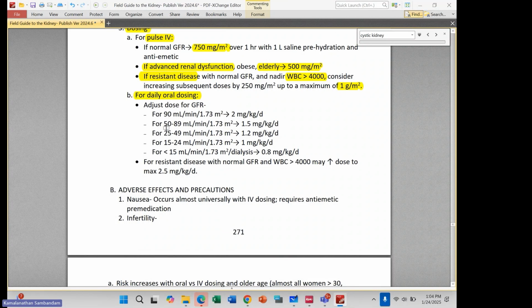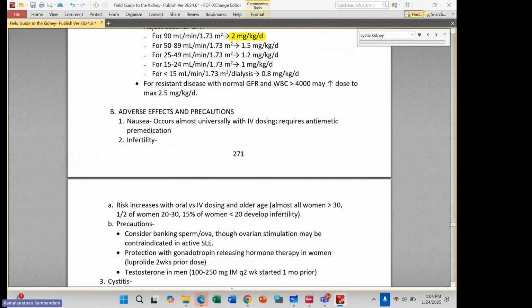Okay. For oral dosing, Mustafa taught us 2 mg per kg is a standard dose. If you have reasonable GFR, you notice that you have to lower the dose because it is renally cleared. Okay. You can push the dose to 2.5 mg per kg as well.